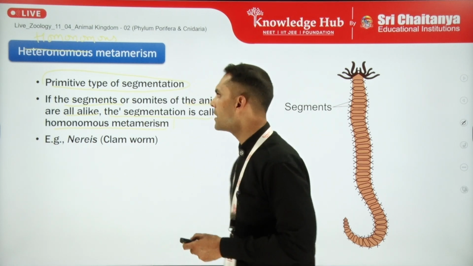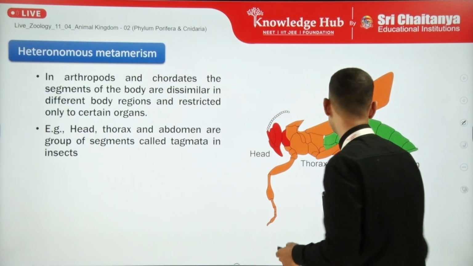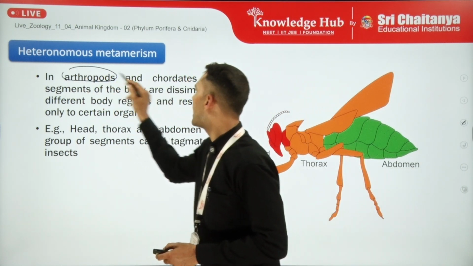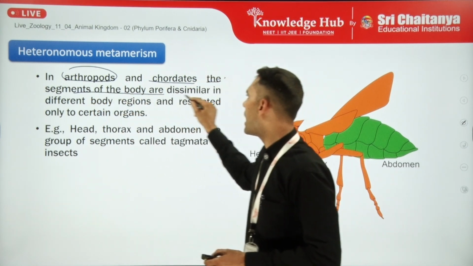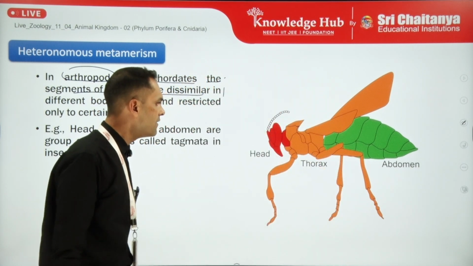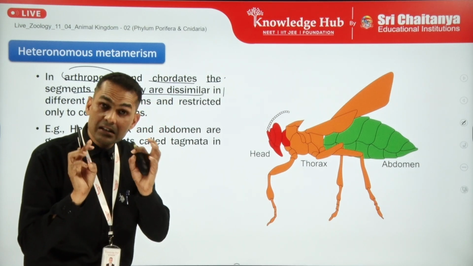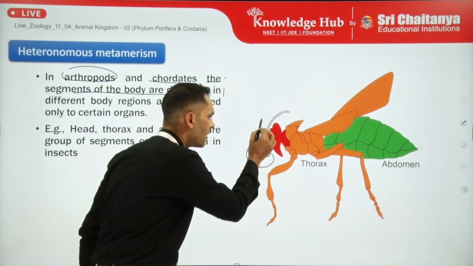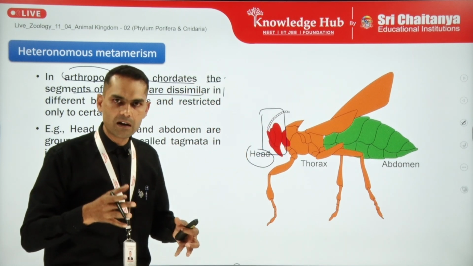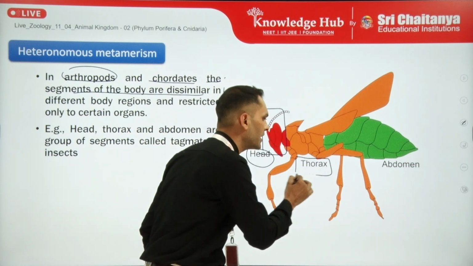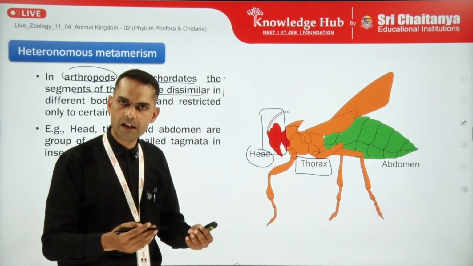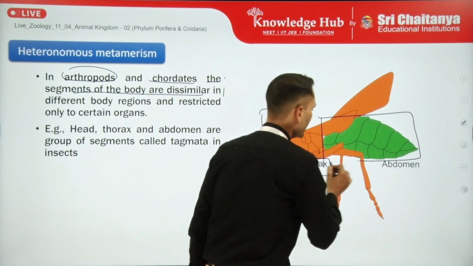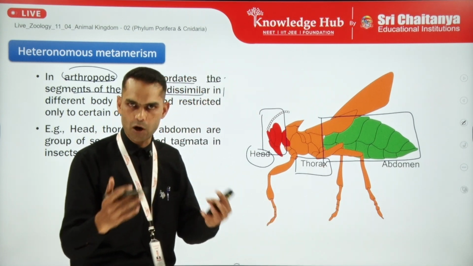Fine. Now, if we come to the other type of segmentation, that is heteronomous segmentation, we can see that in arthropods and chordates, the segments of the body are dissimilar. For example, if you look at this figure, we can see that there are three major segments. The first segment is the head segment or head part. The other is the middle part or the thorax segment. Now this can also be divided into subdivisions like prothorax, mesothorax, metathorax, and the rest of the part in green color is the abdomen, and it can also be divided into further segments like abdominal segments.